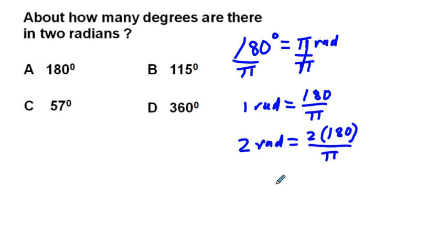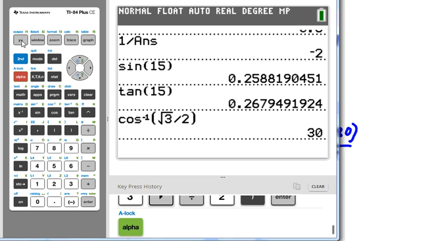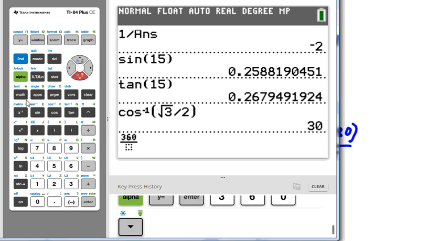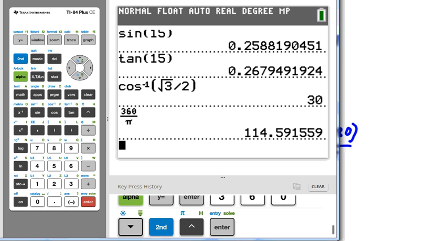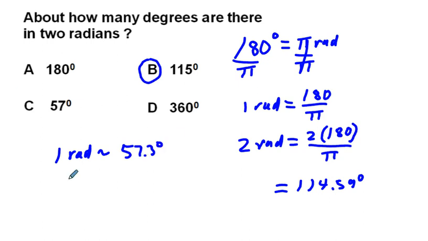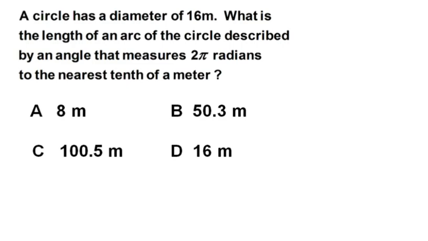And that's going to be equal to, let me get a calculator, 2 times 180, which is 360, over pi. We get 114.59 degrees, which is going to be closest to answer choice B. And one fact I've tried to emphasize a little bit in this class anyway is that 1 radian is approximately equal to 57.3 degrees. So that should be quite an easy problem.